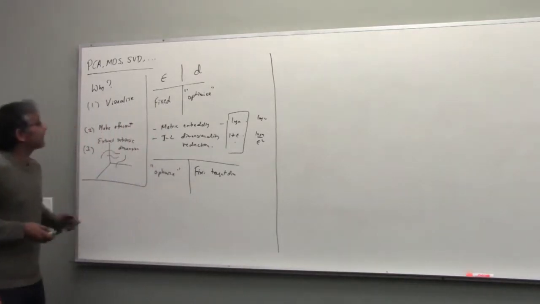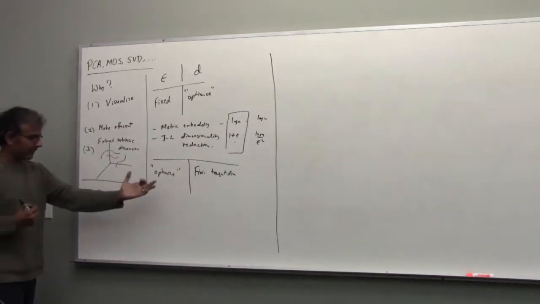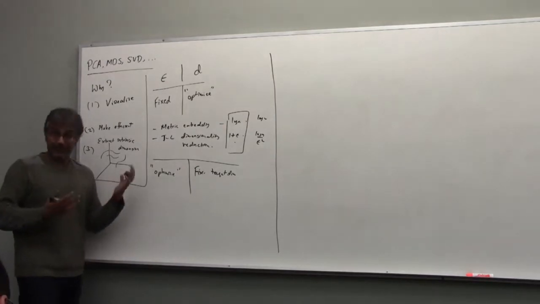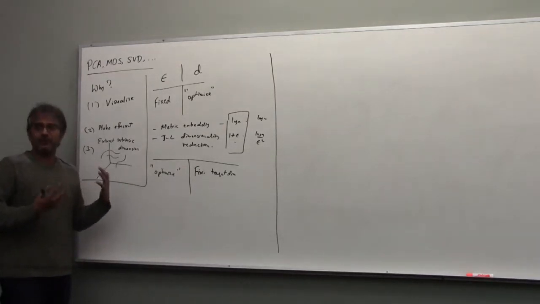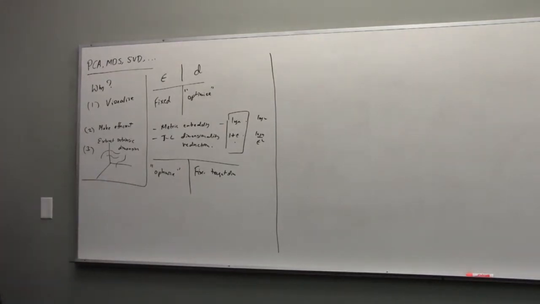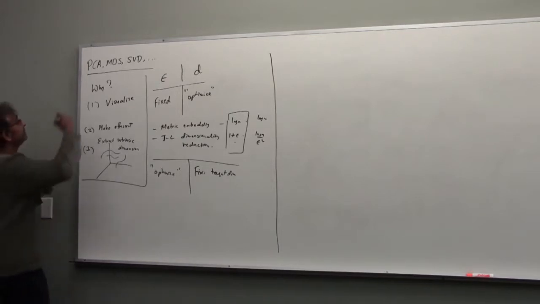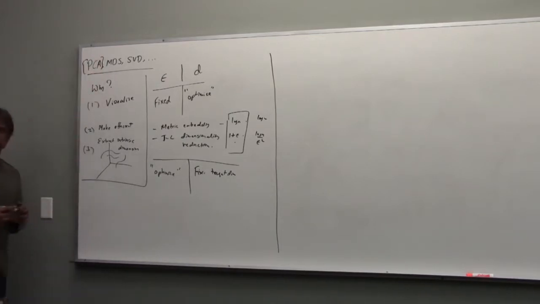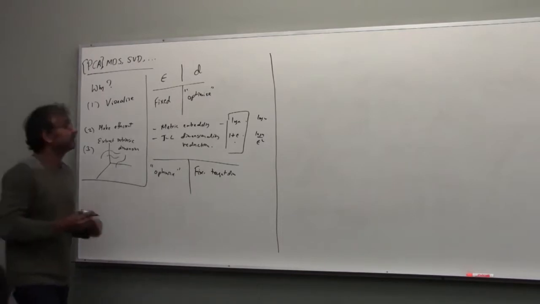Okay, so if we want to fix the target dimension and we want to optimize based on that, how do we set up the problem? Okay, let's see how we should do this. So we'll start with a very easy version of this problem. We'll start with principal component analysis.